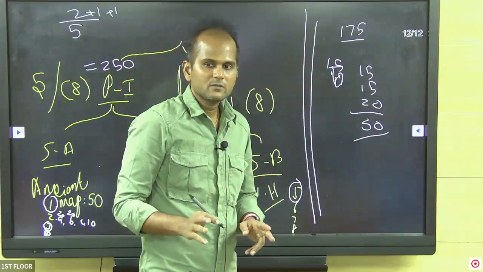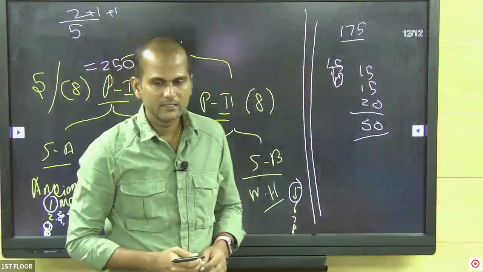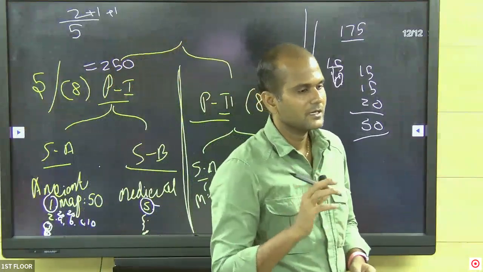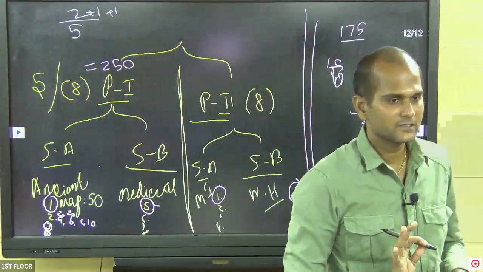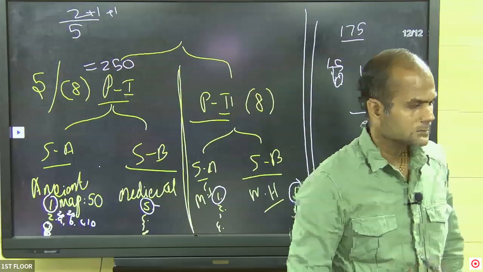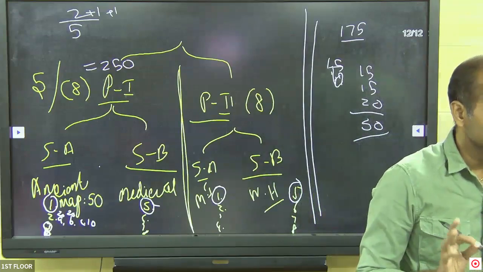A 15 mark question, 250 words. So here, 275 words. 15 mark, 275 words. And 20 mark, 300 words. Here, 325 words. So keep it in mind, the word limit is important, not the page limit.